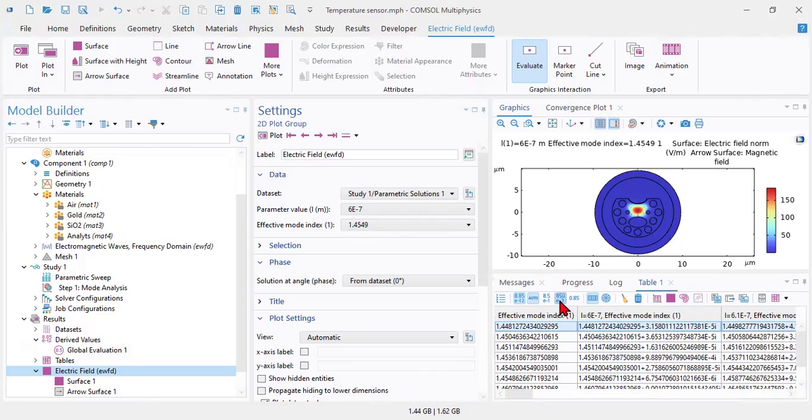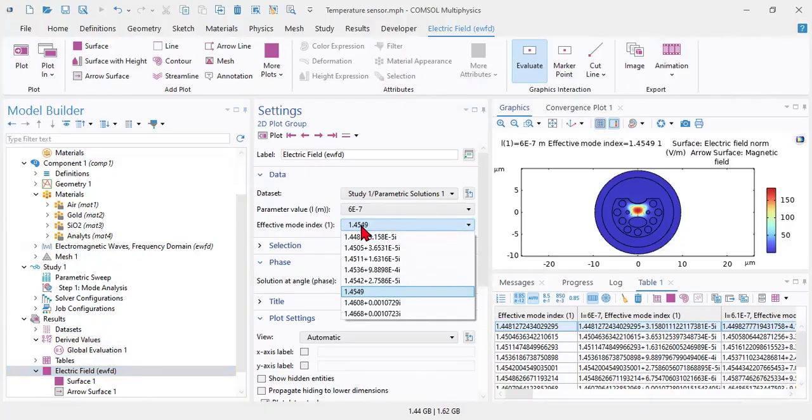And make sure you are selecting full precision and auto. You have to make sure of this one. Sometimes in your case, it may automatically select another option, and then you will not get 100% correct data. So you have to select auto and full precision. Now here you can see the effective mode index for 600 nanometer.